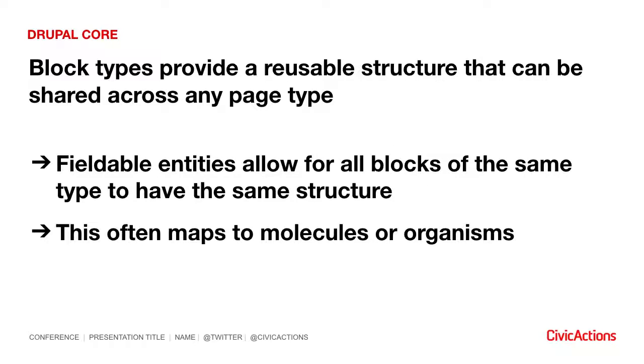So in Drupal 8, they added a concept of a block type. And a block type provides the same type of reusable structure that can be shared across any page type that we want. And it's fieldable so that each block type can have its own structure and fields. I could type in a title and a body or put in an image, right? And this often generally maps to a molecule or an organism. So a block can represent an image with a title and a piece of text to it, right?